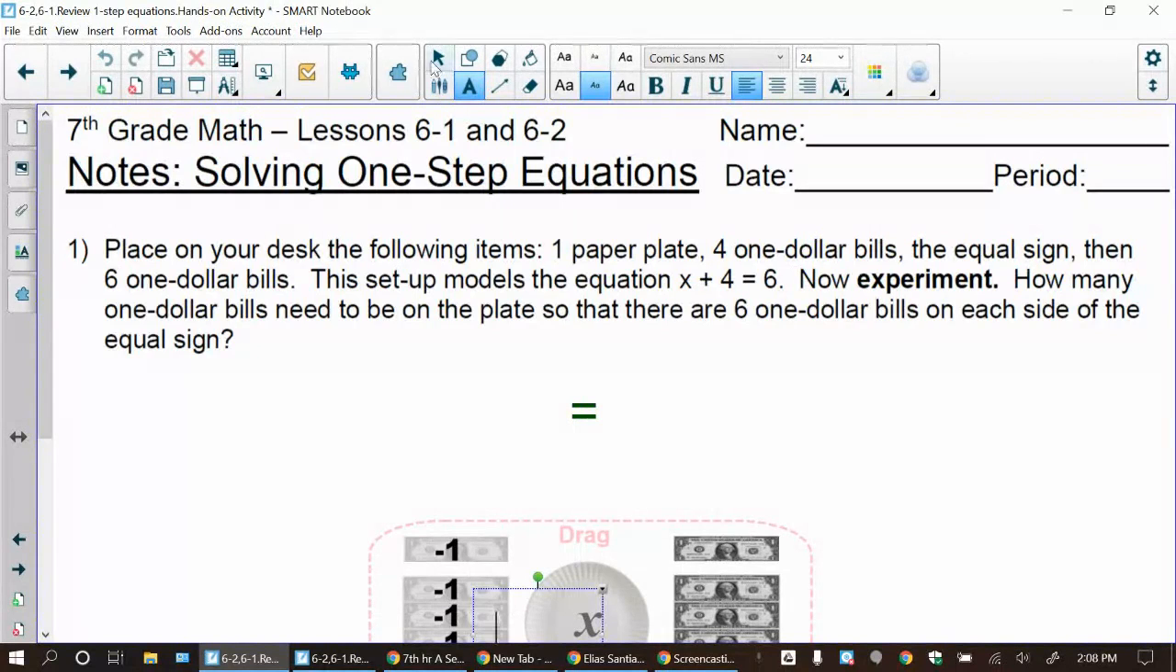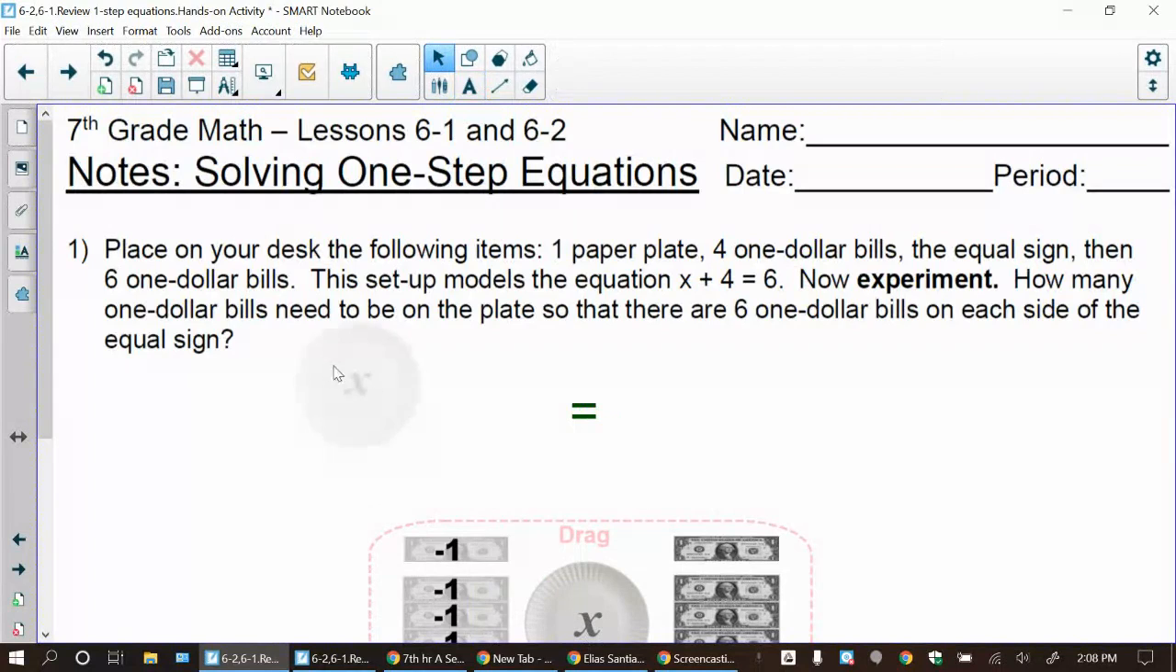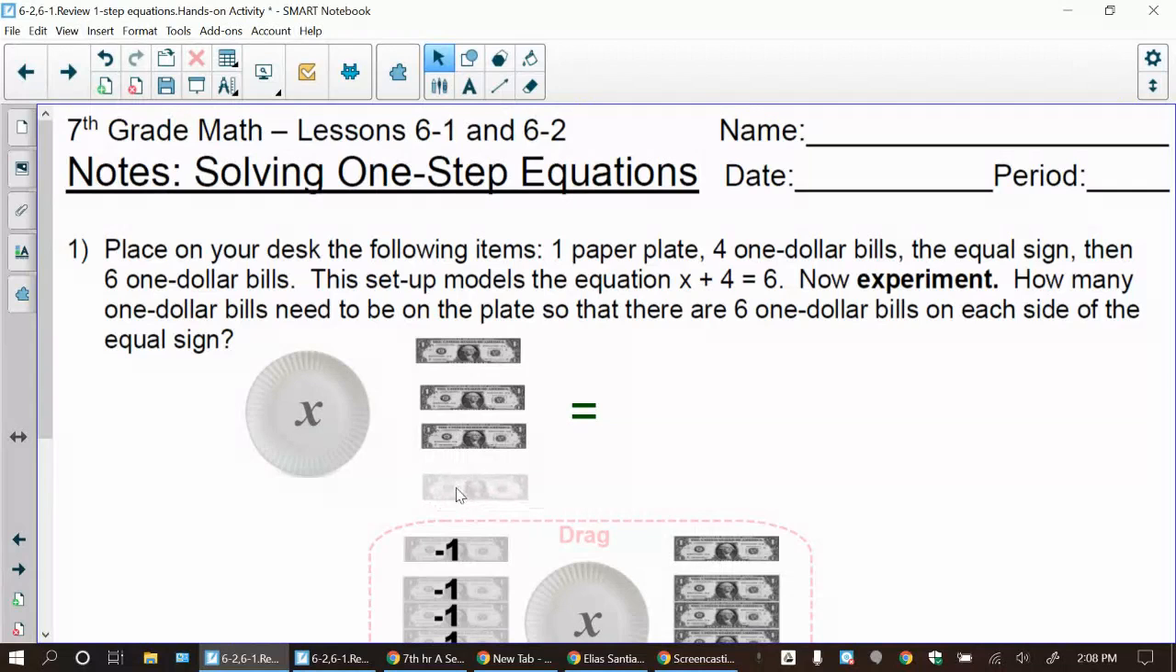So I have one paper plate. Then I'm going to add four $1 bills. And the ones that do not have the negative, obviously, are going to represent our positives. All right. Then we're going to put six $1 bills on the other side. This is modeling our current equation.